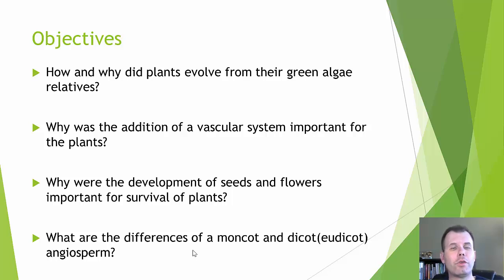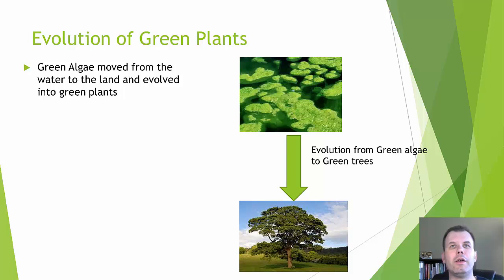All right, so those are our objectives. Let's take a look at how the early evolution of green plants took place. The evolution of green plants really started when green algae moved from the water onto the land and evolved into green plants. So that was a big step.